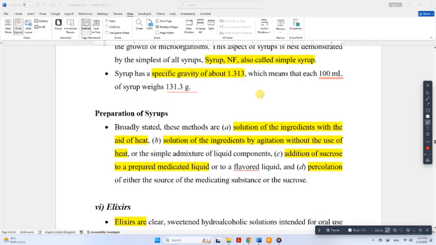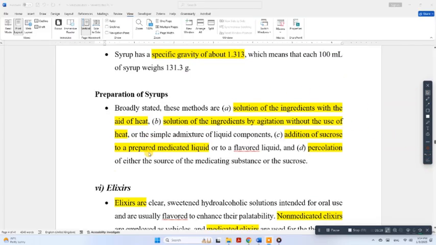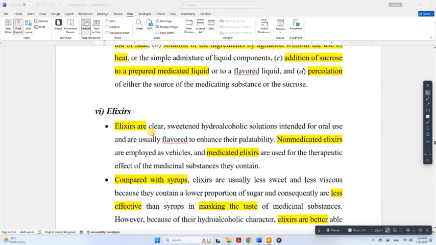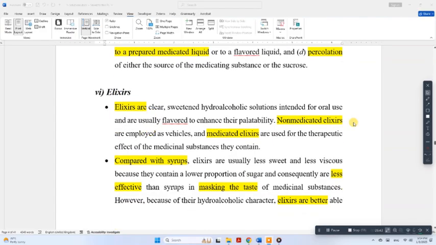Now, let's talk about elixirs. Elixirs are another type of oral solution. Elixirs are clear, sweetened, hydroalcoholic solutions. What do we mean by hydroalcoholic? It means they contain both water and alcohol. They are used for oral administration and are less sweet and viscous than syrups.